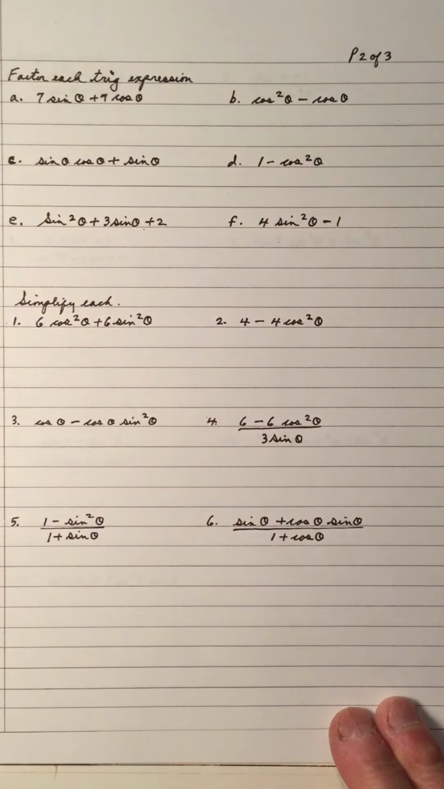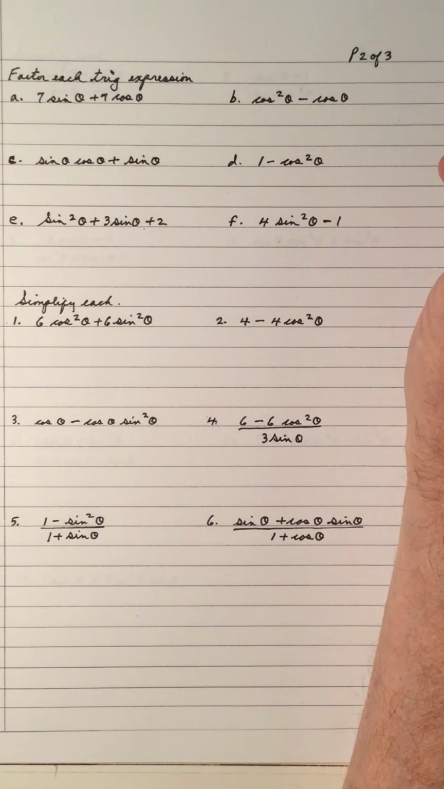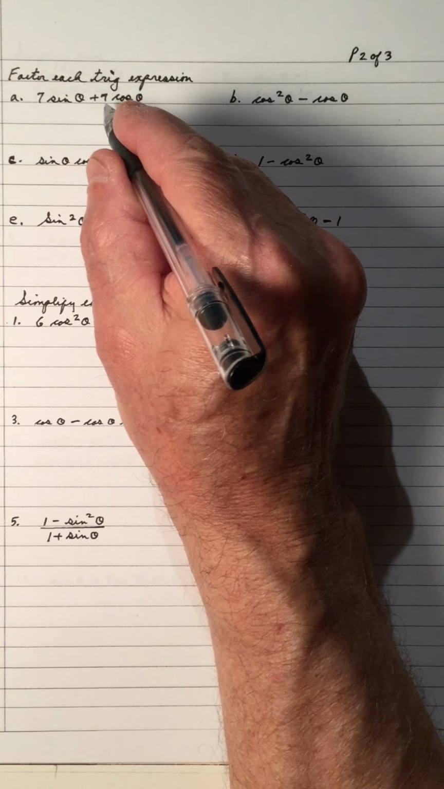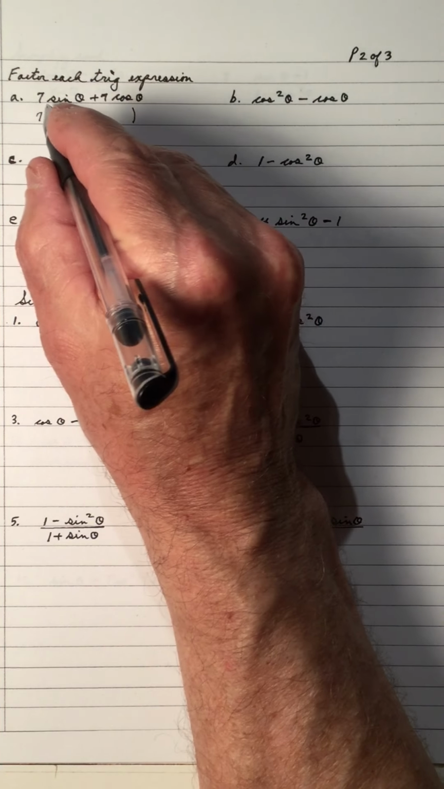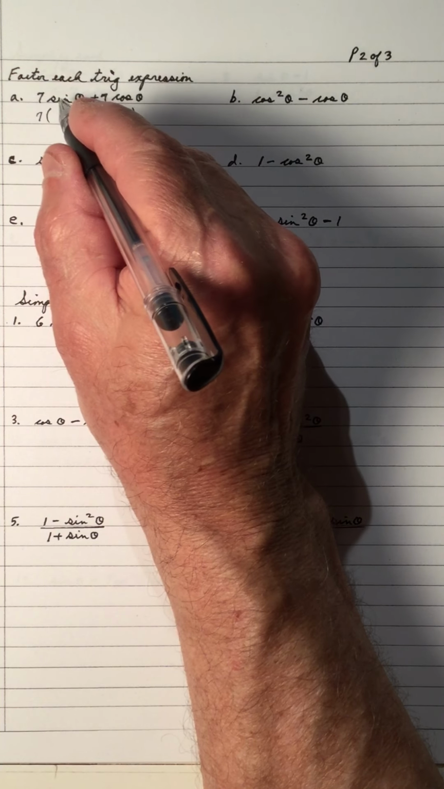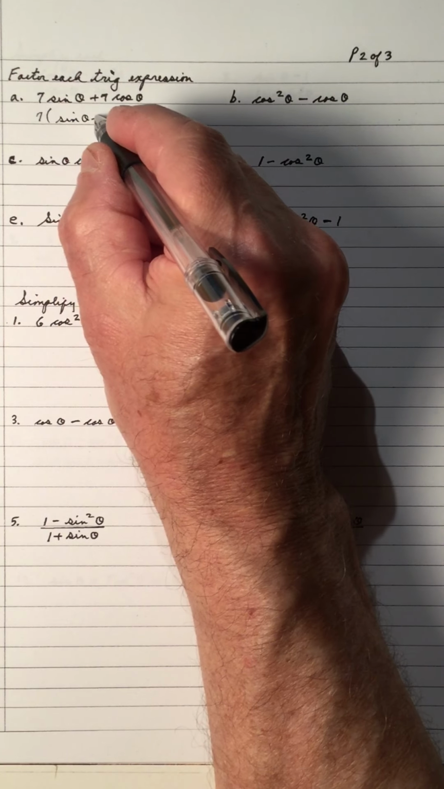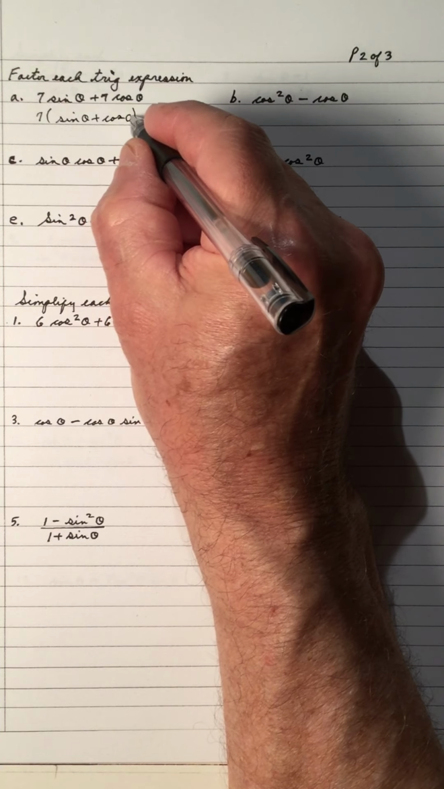So the factoring rules that we had with the algebraic expressions are the same factoring rules I'll use on simplifying trig expressions. Factor each trig expression. Remember, the first rule in factoring is: is there a GCF? I'm going to look at 7 sine theta plus 7 cos theta. 7 is the GCF, so I'll take the 7 out. 7 sine theta divided by 7 is sine theta, plus 7 cos theta divided by 7 is cos theta.